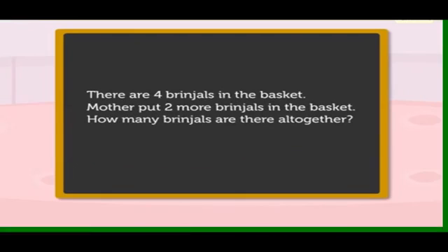First, we read this story. What information does it give? 4 brinjals are in the basket. 2 more brinjals are put in the basket. Now let us see what we have to find out. How many brinjals are there all together?